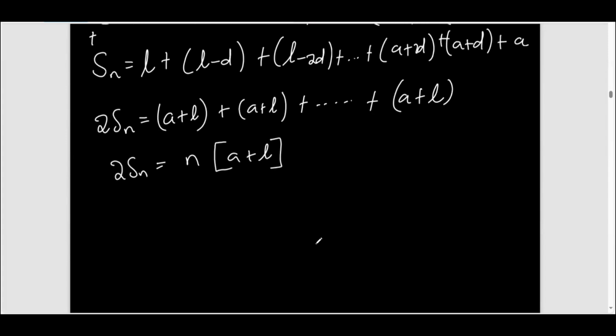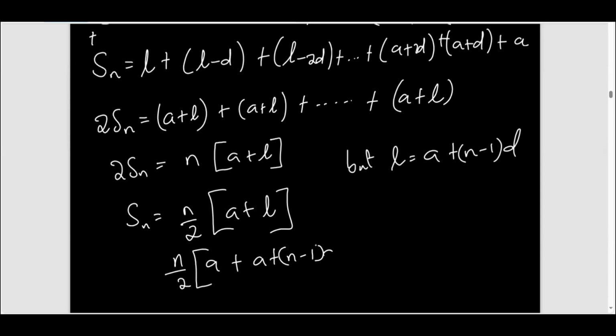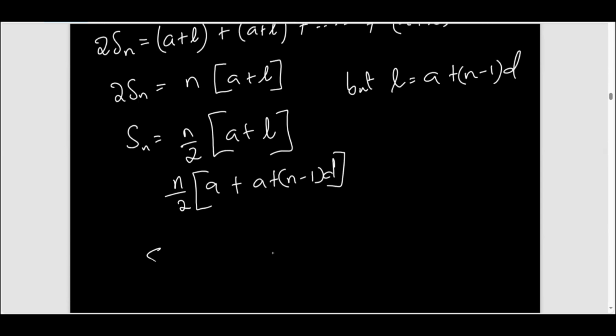Divide both sides by 2, okay? So Sn will be just n over 2 into A plus L. But we say that L is basically A plus n minus 1 into D, which is the nth term. So just replace L with that. So A plus n minus 1 into D, then we shall have whatever the question was asking for. So n over 2 into, that's twice A plus n minus 1 into D.